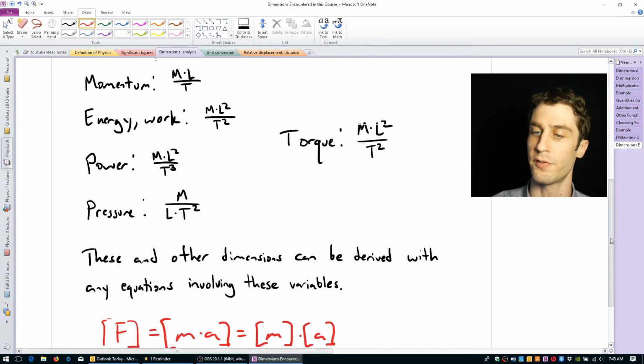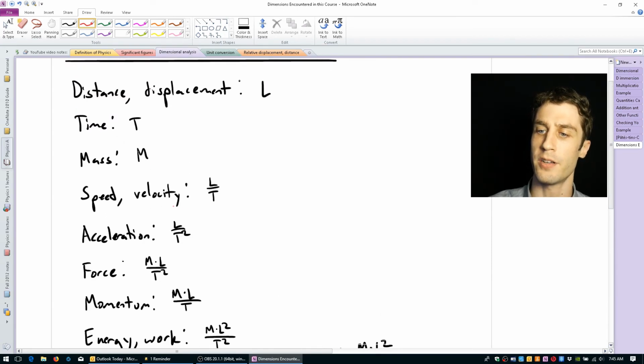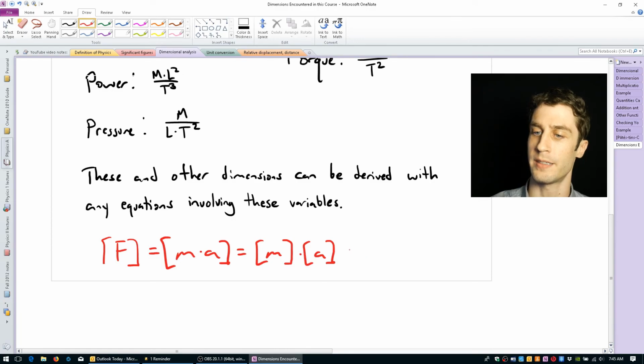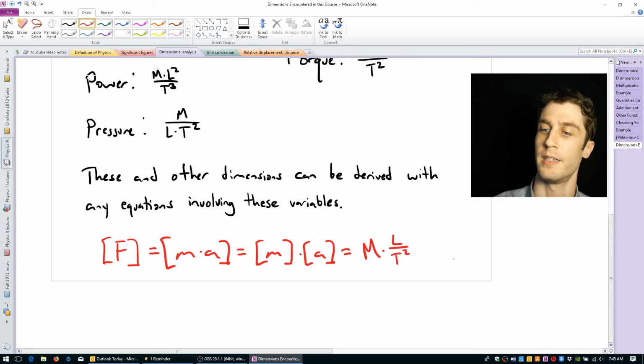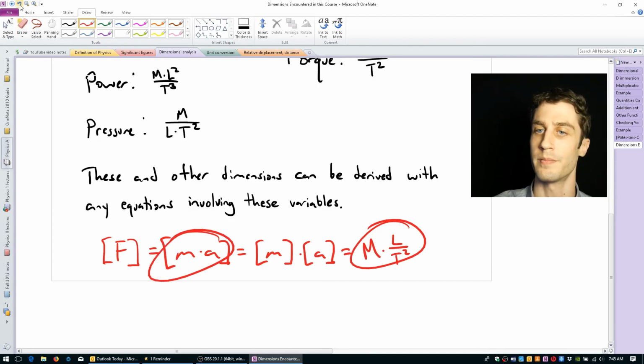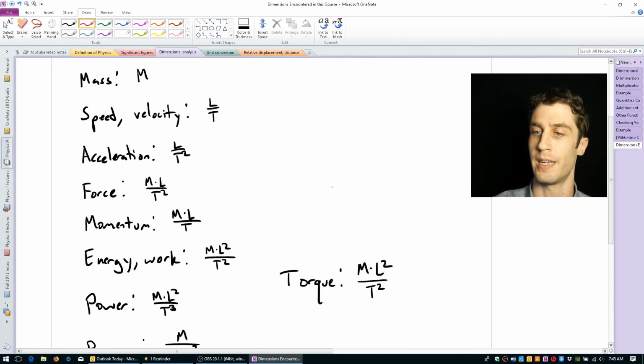And so if you don't know the dimensions of force, as long as you know the dimensions of acceleration, and of course the dimensions of mass, then you can take those and multiply them together. The dimensions of mass are mass, and the dimensions of acceleration are length divided by time squared. And so I know that the dimensions of force are therefore mass times length divided by time squared, just from the equation F equals ma. And go back up, and we see that force is in fact a mass times length divided by time squared.